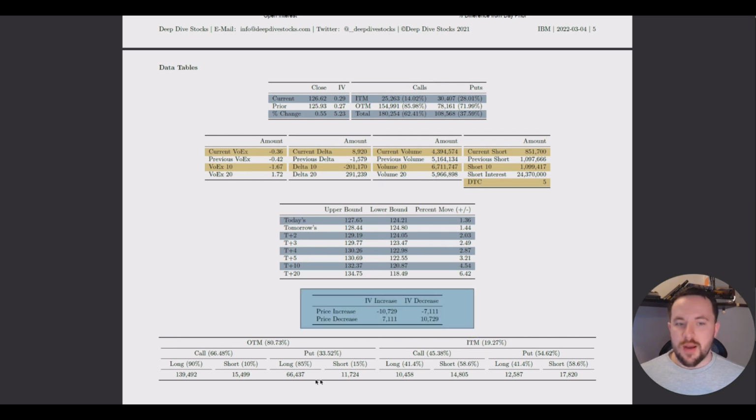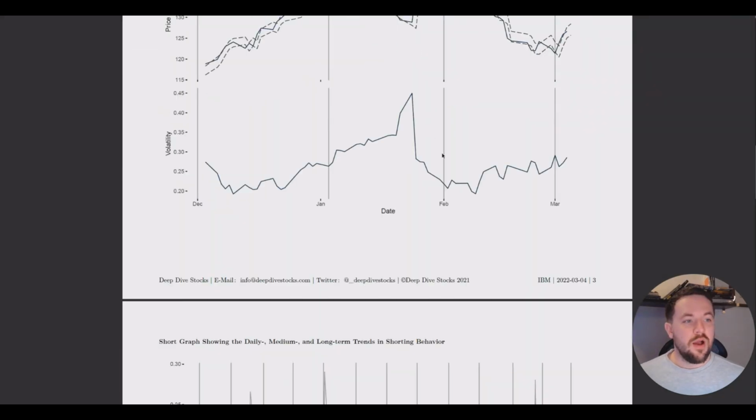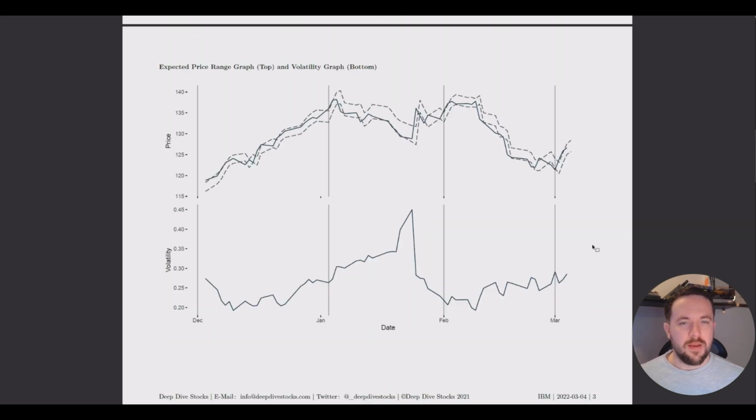The only thing that also caught my eye was the out of the money puts that are long is a pretty significant amount. 85% is a little bit more than you would want. These tend to get a little destabilizing if volatility starts to rise again, which it is. So a little bit of a mixed bag on IBM.